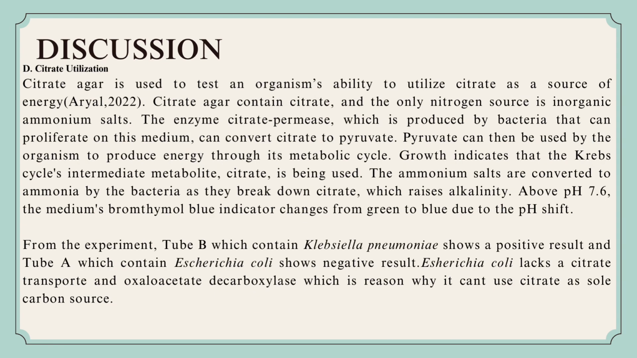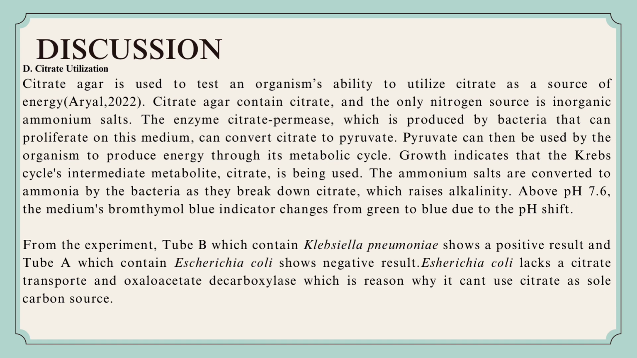Lastly, citrate utilization. Citrate agar is used to test an organism's ability to utilize citrate as a source of energy. Citrate agar contains citrate, and the only nitrogen source is inorganic ammonium salts. The enzyme citrate permease, which is produced by bacteria that can proliferate on this medium, can convert citrate to pyruvate. Pyruvate can then be used by the organisms to produce energy through its metabolic cycle. Growth indicates that the Krebs cycle's intermediate metabolite, citrate, is being used. The ammonium salts are converted to ammonia by the bacteria as they break down citrate, which raises alkalinity.